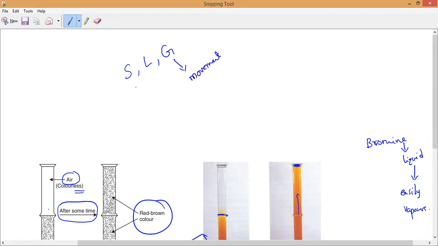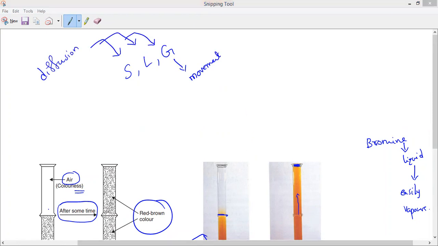So you can notice that diffusion is taking place in solids, in liquids, and as well as in gases. But in which one is it much faster? Gas. It will be much faster in gases and slowest in where? Solids. Arun, Kailash, Gokul, why is it slowest in solids?